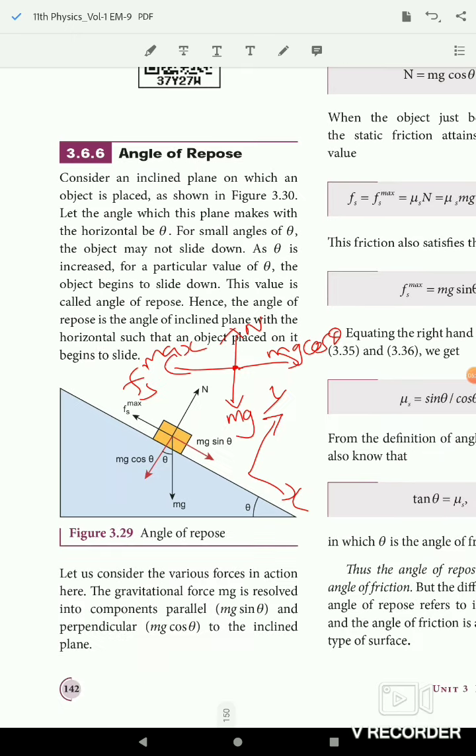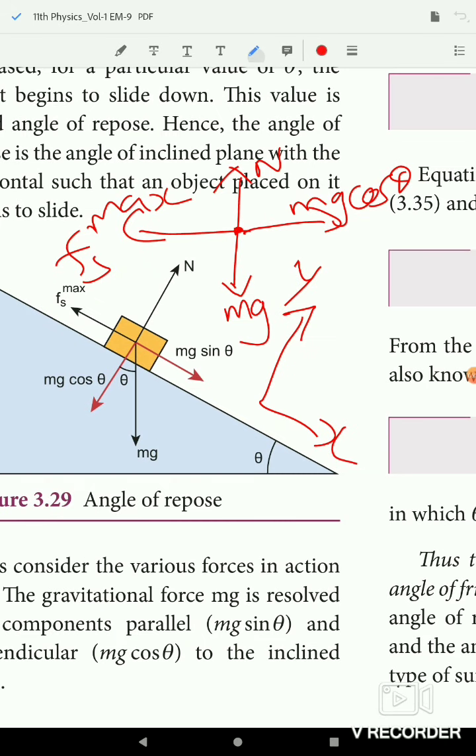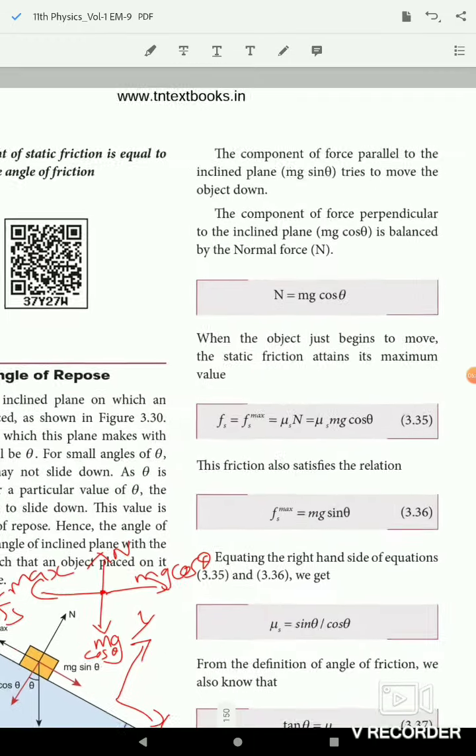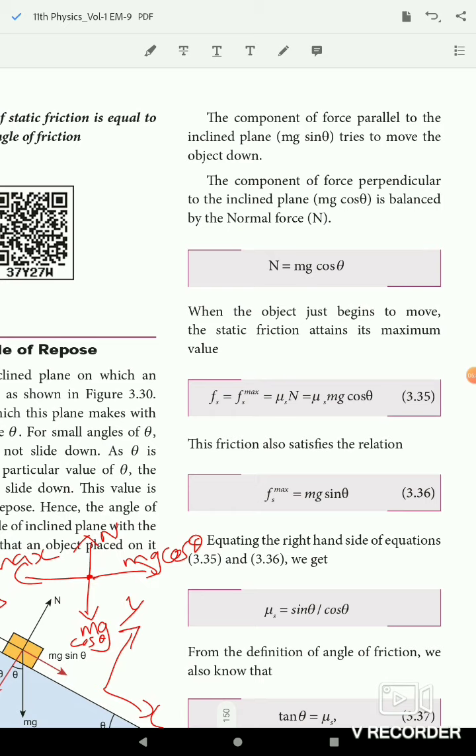Okay, so mg is resolved into two components: mg cos theta, and mg sin theta. mg cos theta acts down in the negative y direction. The component of the force parallel to the inclined plane, mg sin theta, tries to move the object downwards.